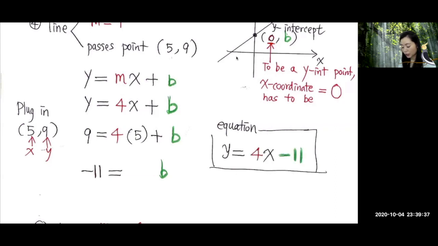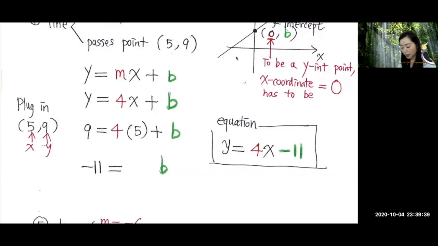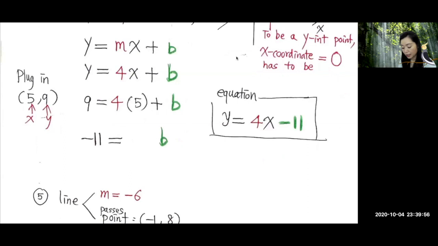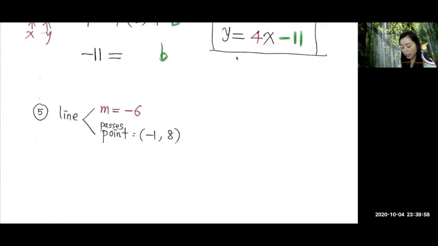So that's the equation. You see, when the point given is not the y-intercept point, you just go ahead and substitute the x and y coordinates of this point into this equation to solve for b, and then substitute the b back. Now you can try this one. The slope here is -6, and it passes through the point (-1, 8). You can try that by yourself.